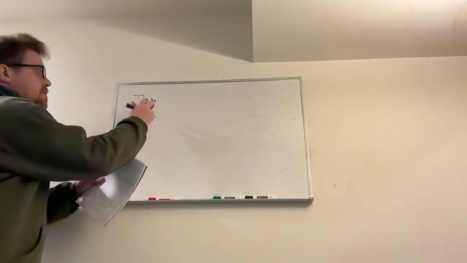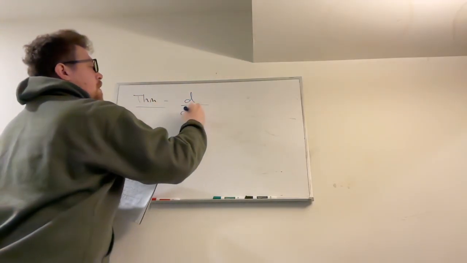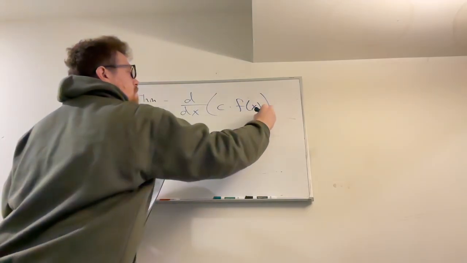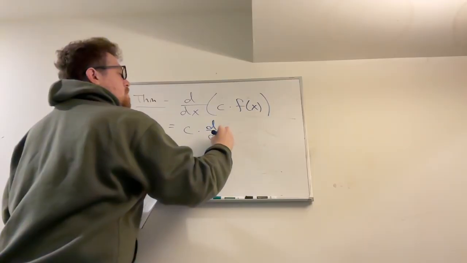Right, so first theorem, that the derivative of a constant times a function is just the constant times the derivative of the function.